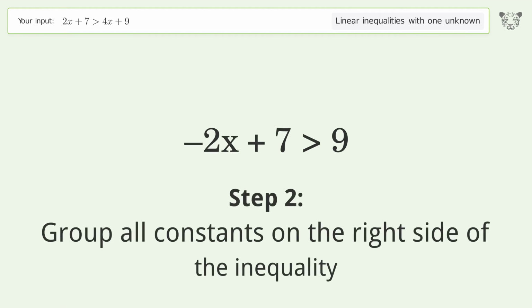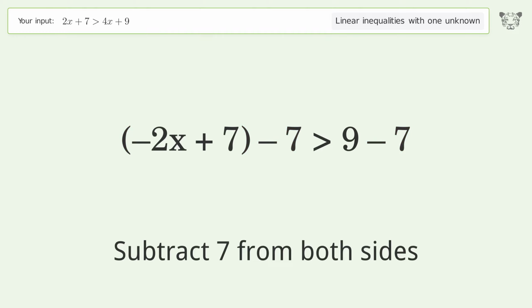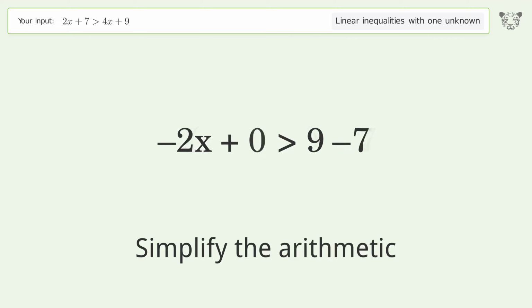Group all constants on the right side of the inequality. Subtract 7 from both sides. Simplify the arithmetic.